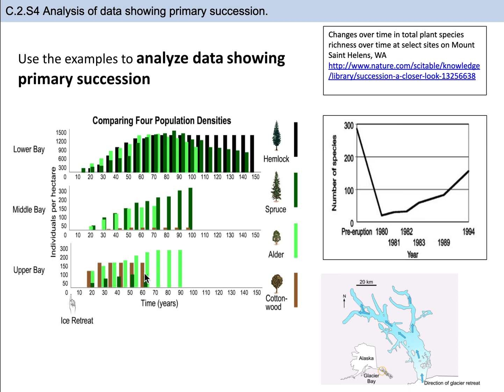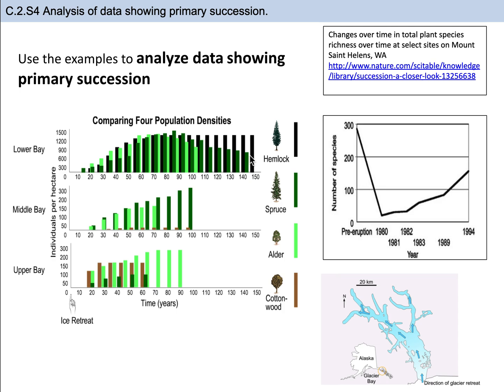But over time, the cottonwood tree wasn't successful anymore there, but it probably gave way to the adler tree having more success. Where here in the lower bay, you can see it started with spruce trees mostly, but over time, the adler tree dies off here, but you can still see there's way more spruce.